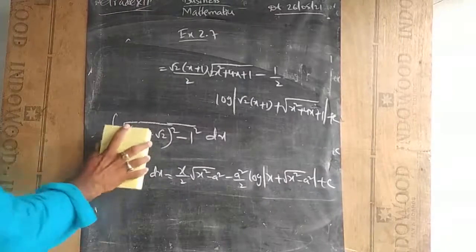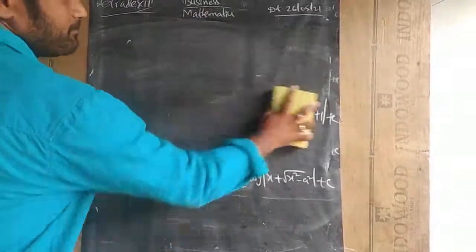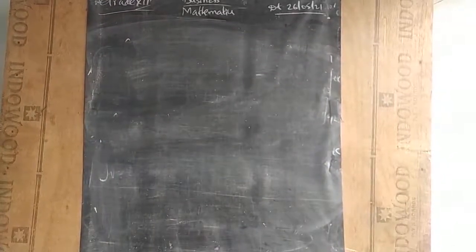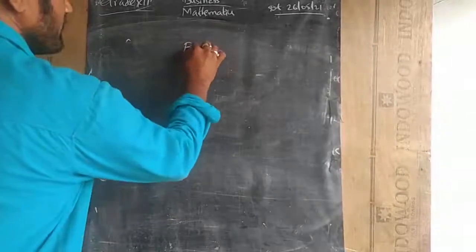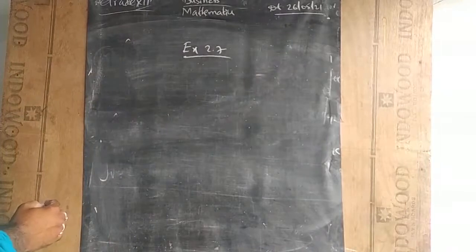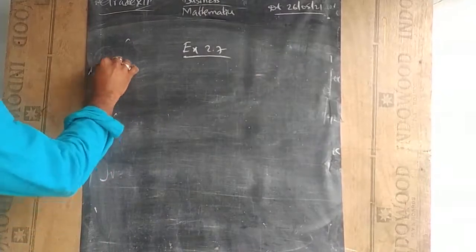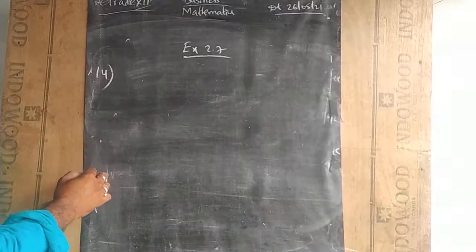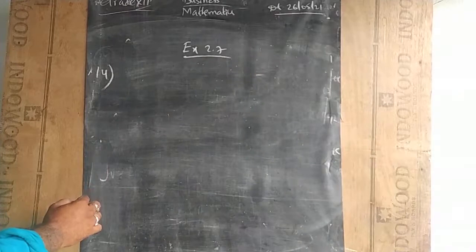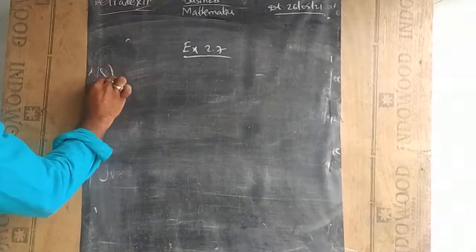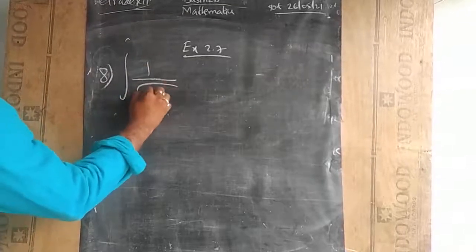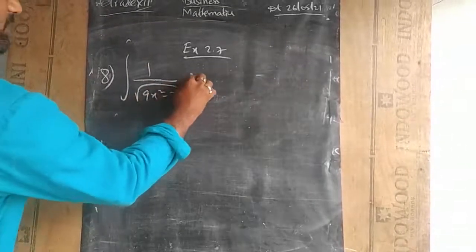Let us see another question. Exercise 2.7. Now let us see 14th question. 14 will be in similar form, so let us see 8th question. Integral 1 by root of 9x square minus 7 dx.